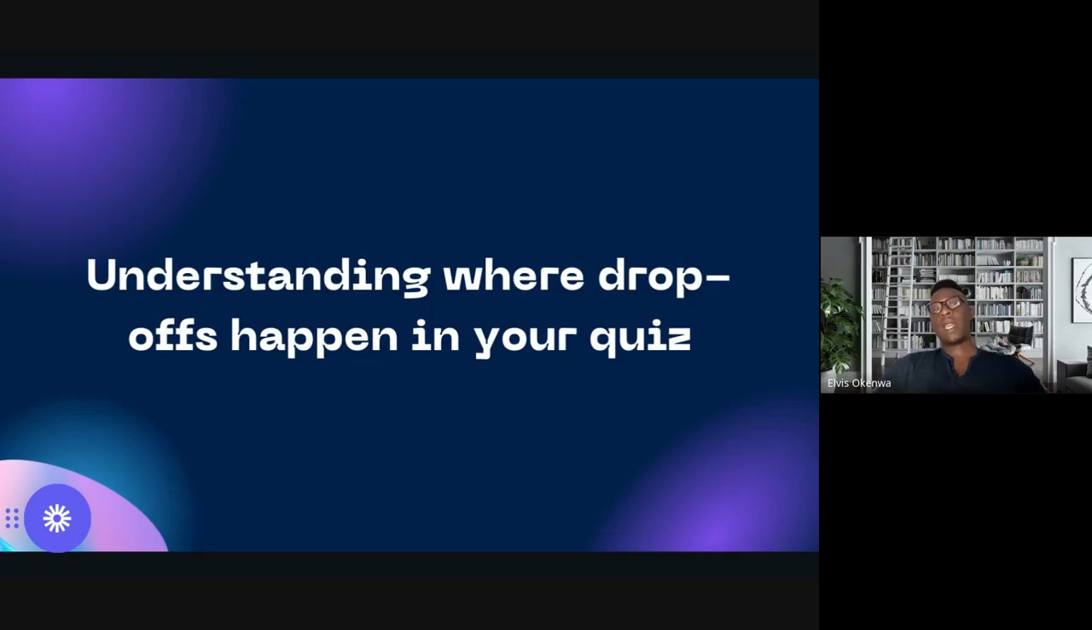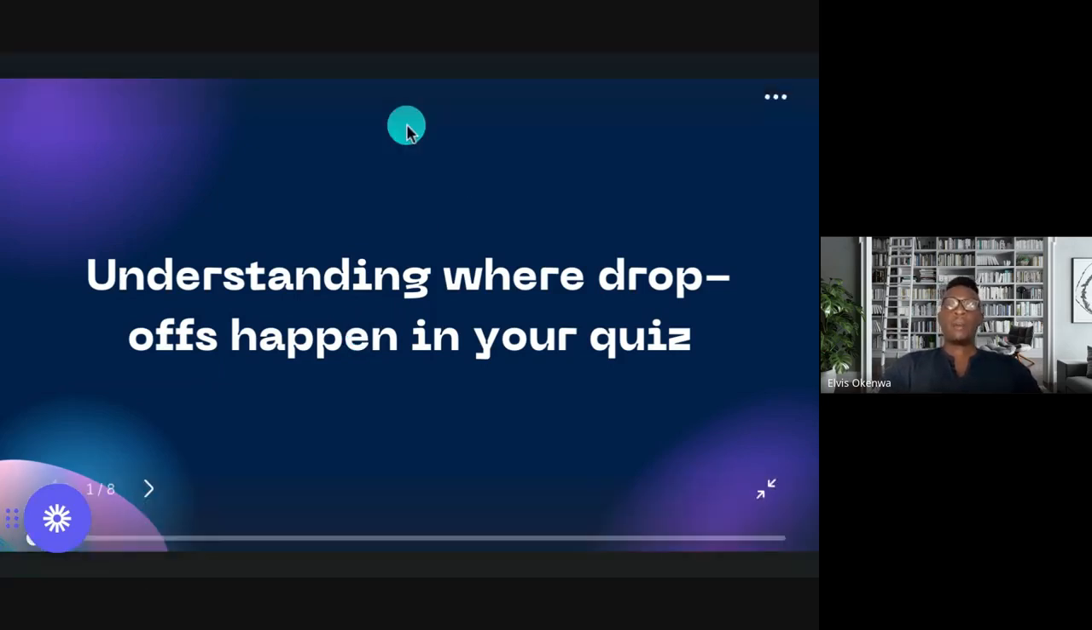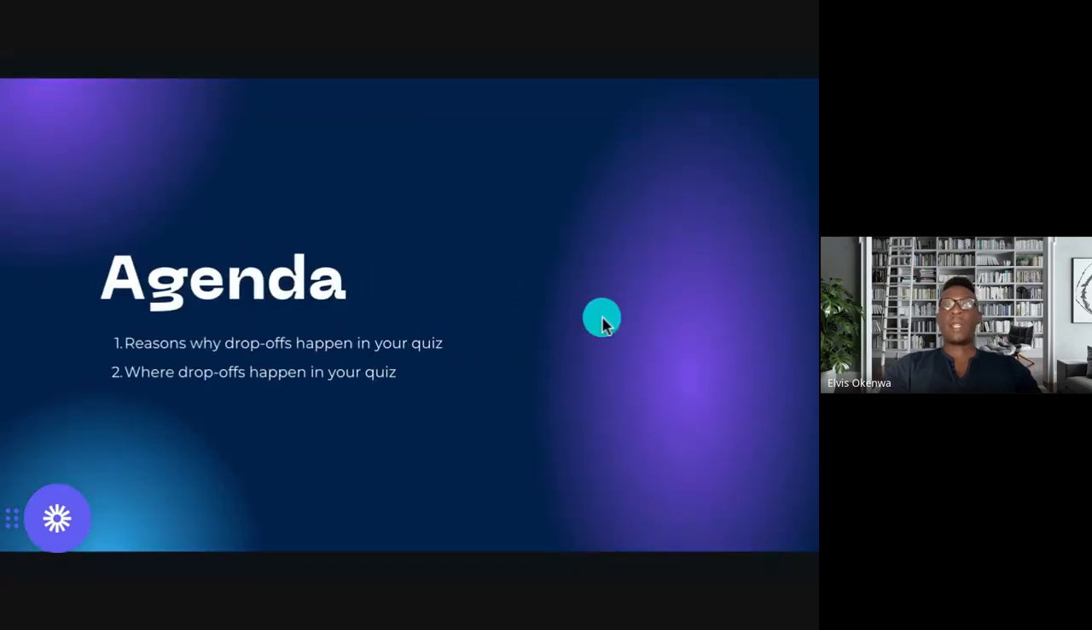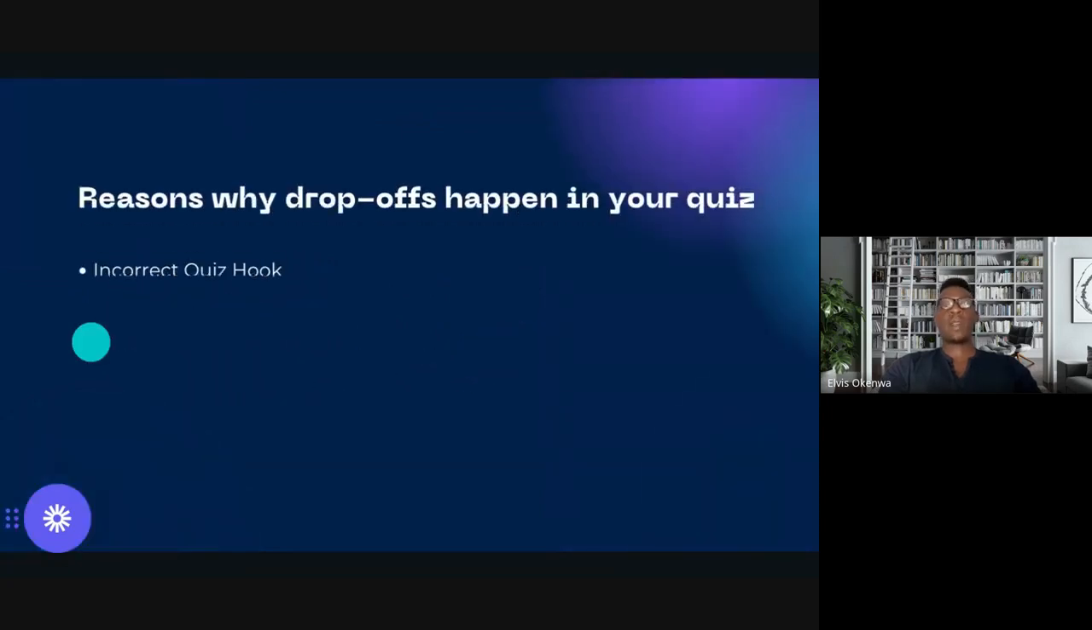Now, in this final module today, we're going to be looking at how you can tell where drop-offs happen in your quiz and how you can A/B split test to improve performance. Finally, I'll be showing you how you can set up an effective autoresponder for your quiz leads. All right. Now let's jump in. Now let's start by looking at some of the reasons why drop-offs happen in your quiz. Then afterwards, we are going to be touching on where drop-offs actually happen in your quiz. All right. So some of the reasons why drop-offs happen in your quiz.